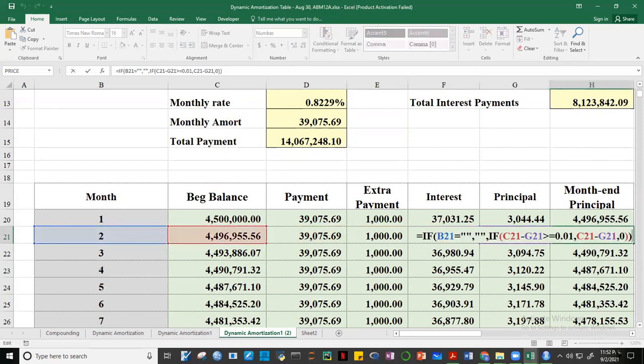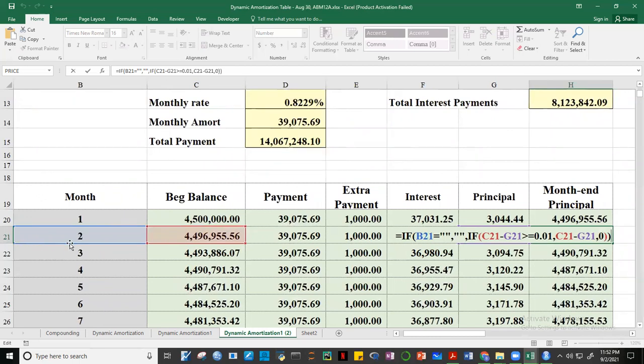Okay, lastly, if the month has nothing, then let's not put anything. If the difference between the beginning balance and the principal payment is greater than 0.01, then we have to reflect the month-end principal, which is the difference between the beginning balance and the principal. Otherwise, let's put 0. If the difference is less than 0.01, then we can forgive and just put 0 here. Okay, so no more principal balance.